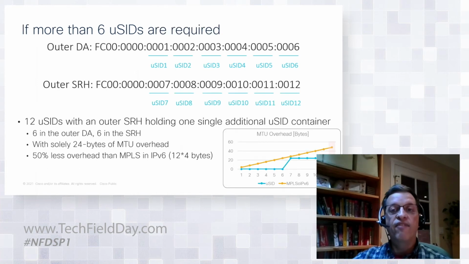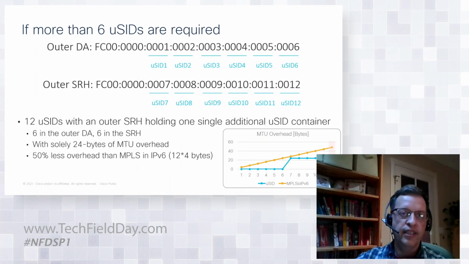But what happens if I need to have more waypoints, and I would like to have, let's say, 12 micro-SIDs? In that case, what we do, as I mentioned before, the outer destination address will carry the first 6 micro-SIDs expressed with the prefix of the container, followed by all the micro-SIDs. And then in the SRH, in the outer IPv6 header, I could have another container. In this case, the second container inside of the SRH will include the subsequent 6 micro-SIDs.